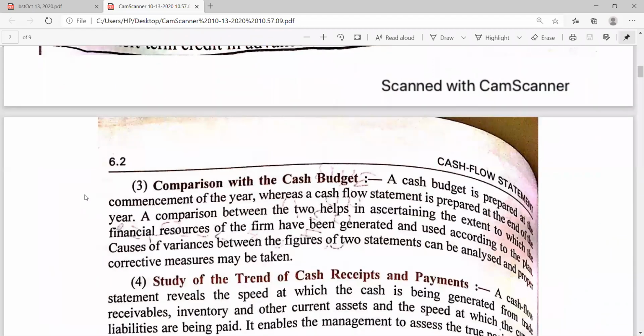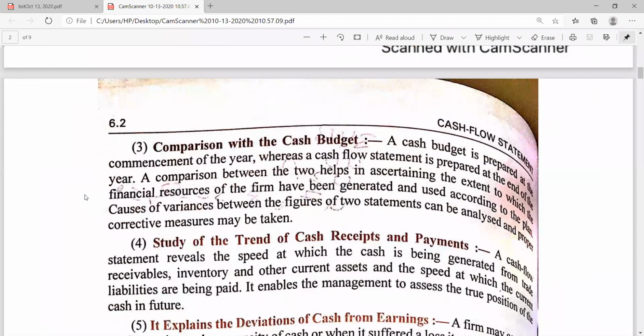Then, comparison with the cash budget. The cash budget is prepared at the commencement of the year, whereas the cash flow statement is prepared at the end of the year. Please underline and mark this point. Cash budget is prepared at the commencement, meaning the beginning of the year, while the cash flow statement is prepared at the end. So a comparison between the two helps to ascertain the extent to which the financial resources of the firm have been generated and used according to the plan. Causes of variances between the figures of the two statements can be analyzed and proper corrective measures can be taken.